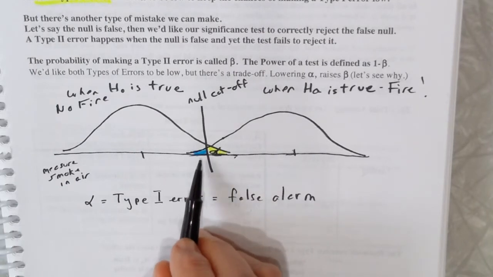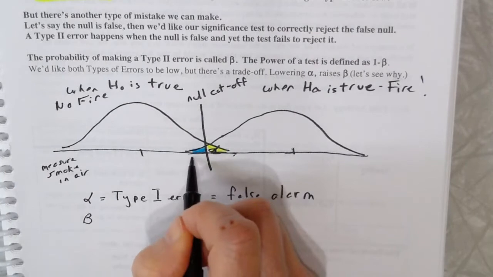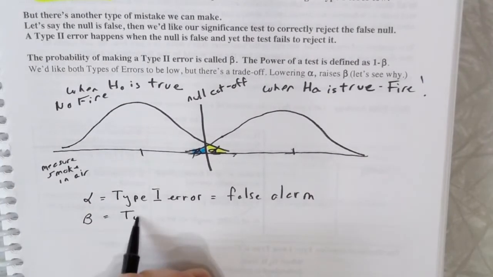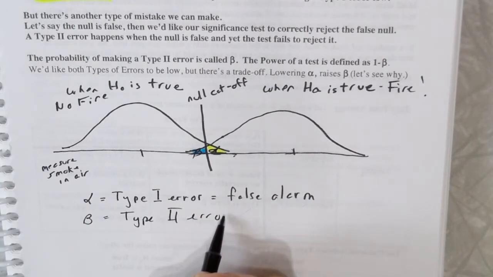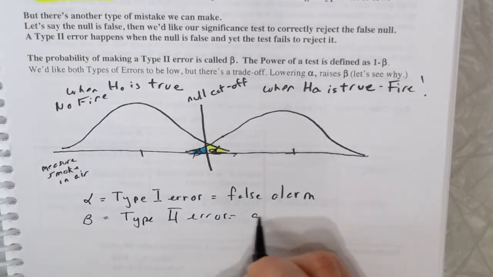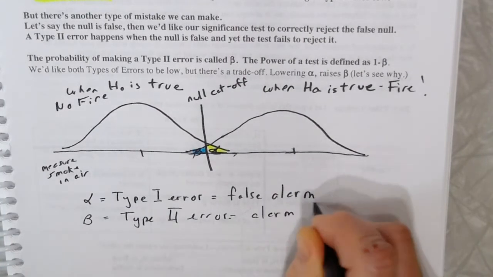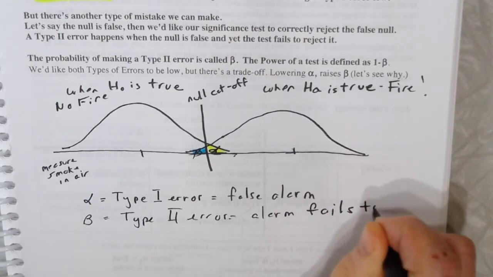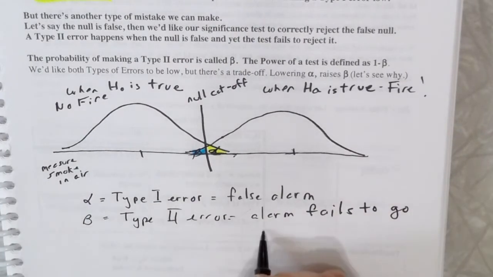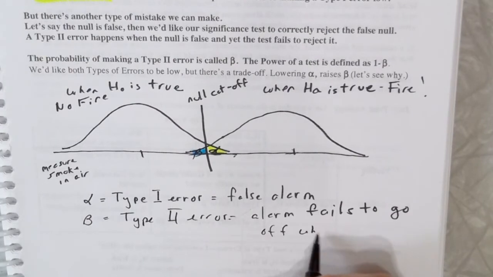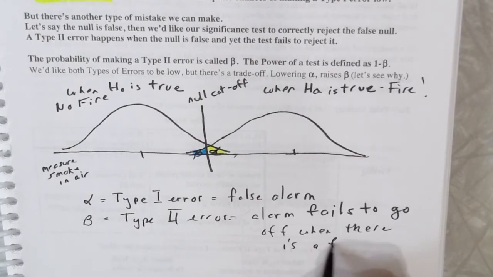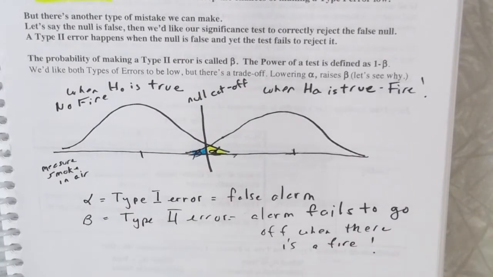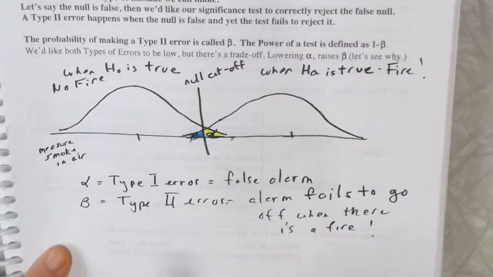And this would be the type 2 error, which we call beta. So that is beta, and that's the type 2 error. And in this case, it would be when the alarm fails to go off, when there really is a fire. So that's the idea.